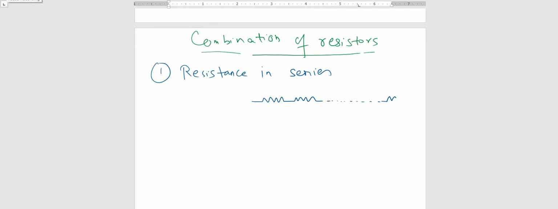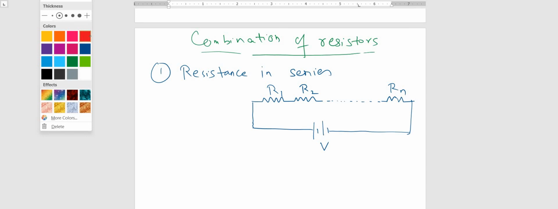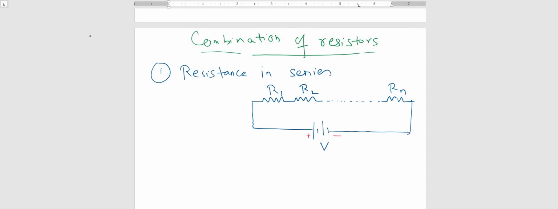So resistance in series, I'm connecting different resistances, n number of resistances in series. This is R1, this is R2, like this is Rn. এগুলো সব রেজিস্ট্যান্স কে আমি কানেক্টিং উইথ এ ব্যাটারি। Potential difference is V. So current will come in which direction? From positive terminal, then this positive terminal, this negative terminal, current will flow like this, isn't it?